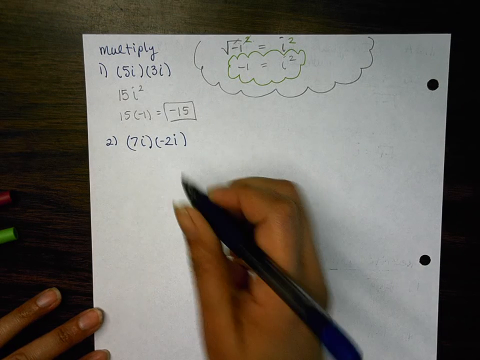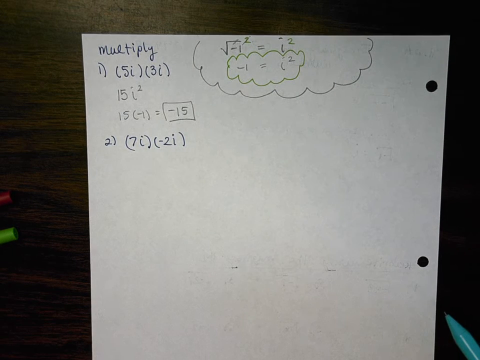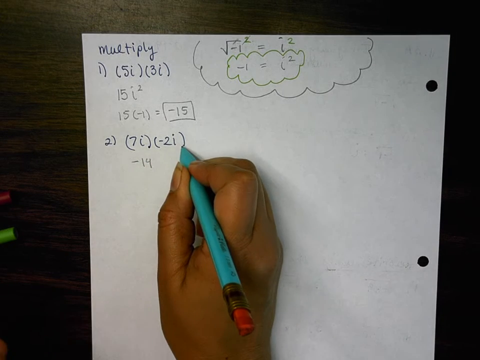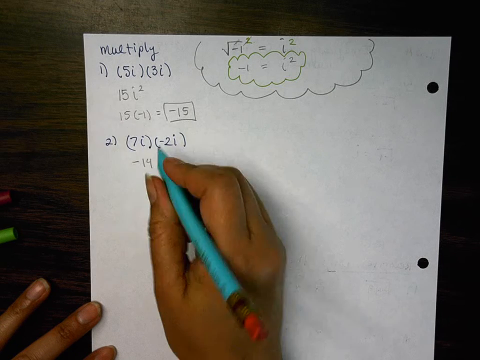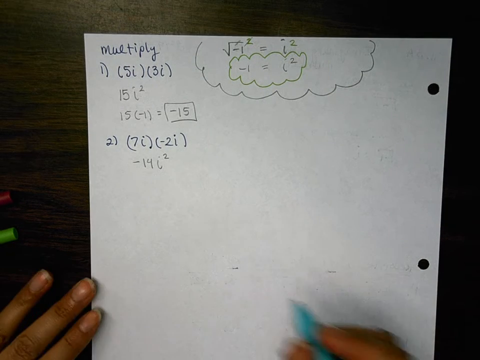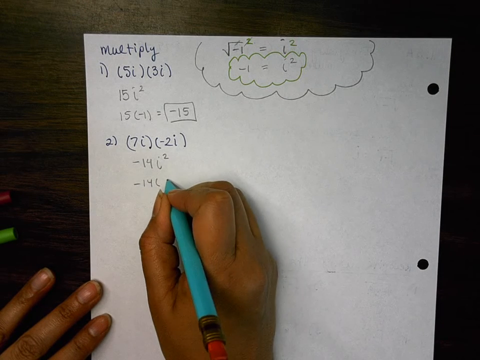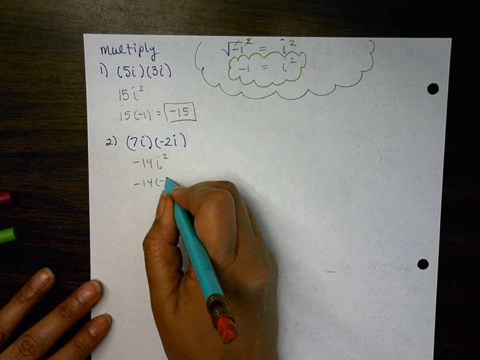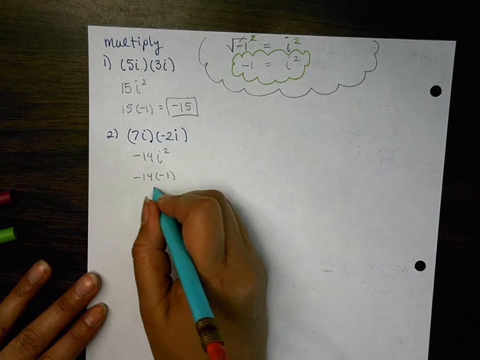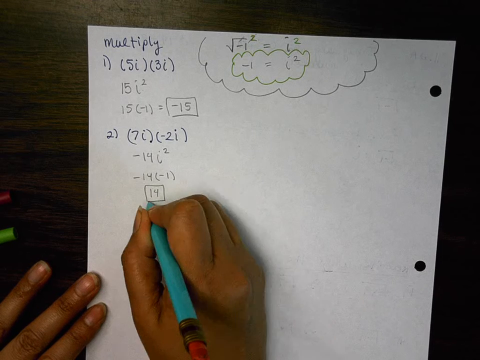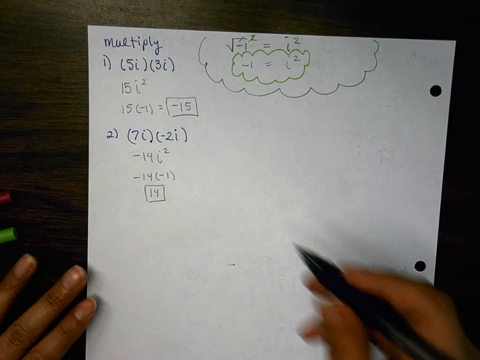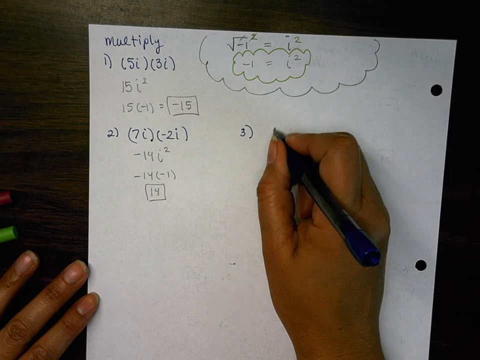Number 2, 7i times -2i. What's 7 times -2? And what's i times i? Don't say it anymore, just write it like this. What's i times i? i squared. Is it okay to leave an i squared in your answer? No. -14 times what's i squared equal? And what's -14 times -1? +14. Questions? Okay.